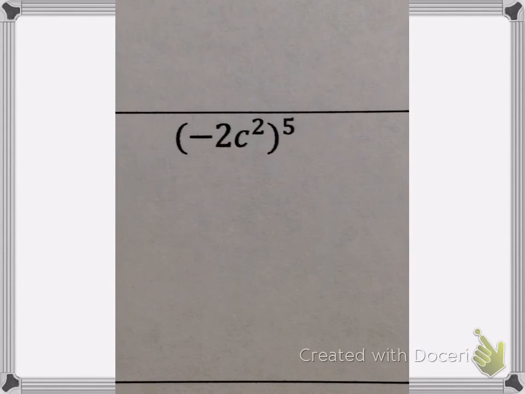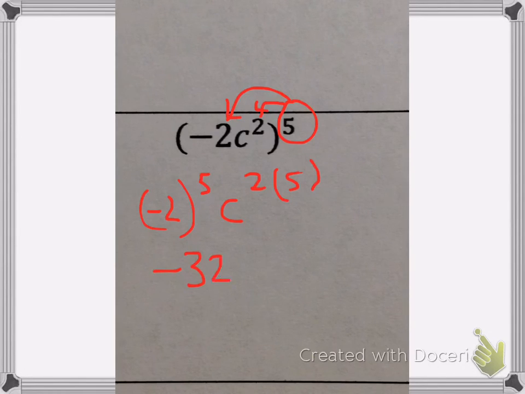Again, same thing here, this time taking the power of 5 through onto the negative 2 and onto the c. So I'll have negative 2 raised to the 5th power, and then c to the 2nd power times 5. So negative 2 to the 5th power, we're going to put that in our calculator. We're going to make sure that we put the negative 2 in parentheses, or our calculator won't do it right. So negative 2 to the 5th power is a negative 32, and then the 2 times the 5 gives us c to the 10th.